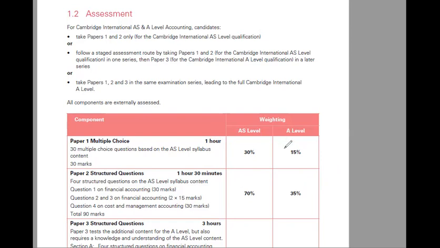Before going into the details of the syllabus, I would like to give the paper pattern. 30 multiple choice questions will be given to you, and it contains 30 marks. And at the same level, financial accounting's questions, question 1, question 2, and question 3 mainly will come from financial accounting, and question number 4 will come from cost and management accounting.